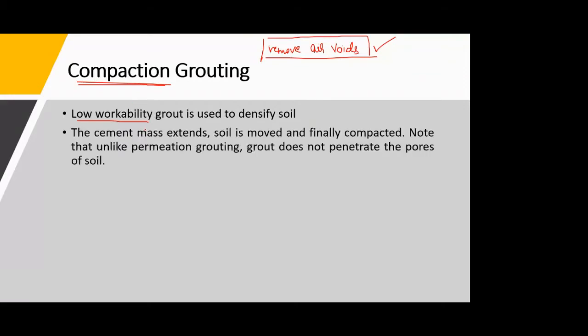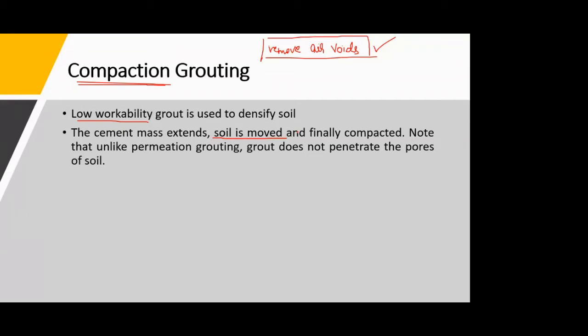And then what we do is inject this grout into the soil, due to which the soil moves. Now this is important. In permeation grouting, we were not moving the soil because our grout was so liquid, so fluid, that it couldn't apply enough force to move the soil particles. So it just filled the voids between the soil particles.